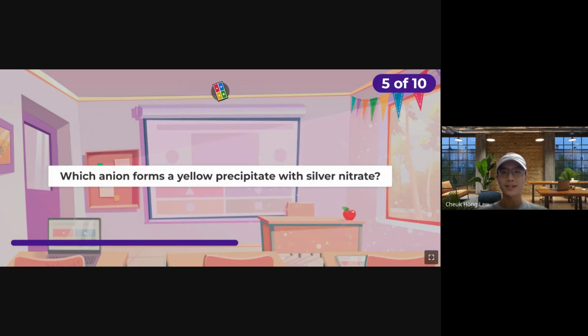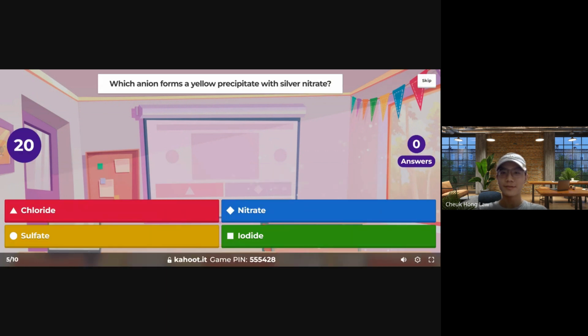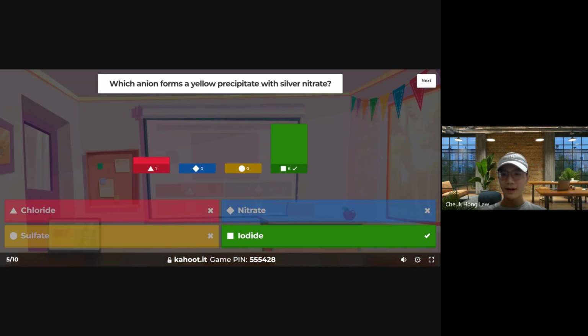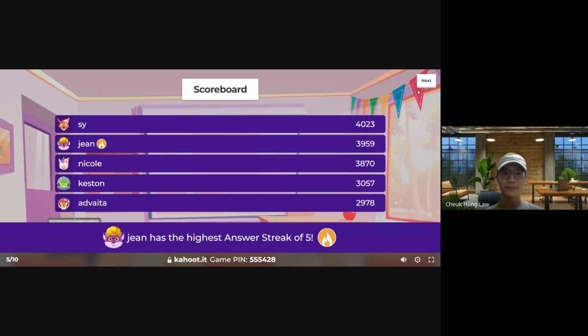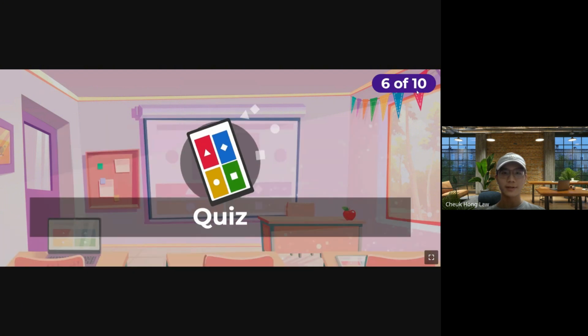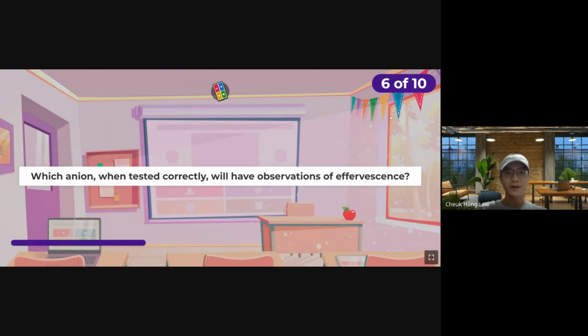Which anion forms a yellow precipitate with silver nitrate? Well, you guys answer very fast. Iodide, yes, most of you got it correct. So silver iodide is your yellow precipitate. Okay. SY still in the lead. Which anion, when tested correctly, will have observations of effervescence?